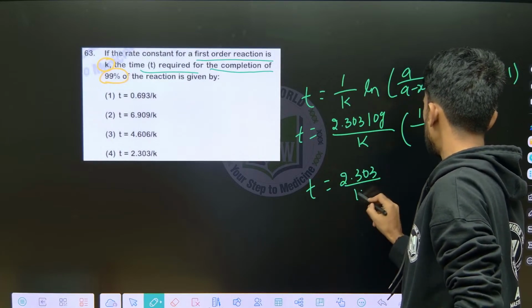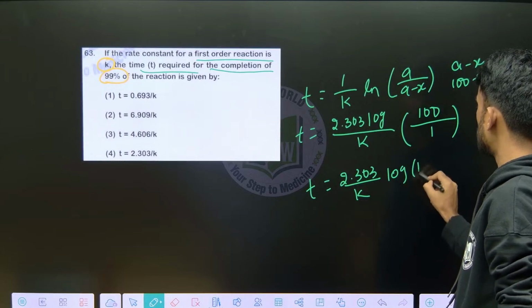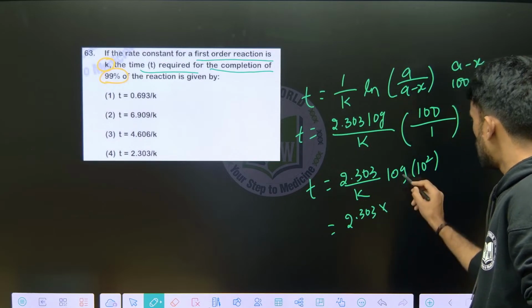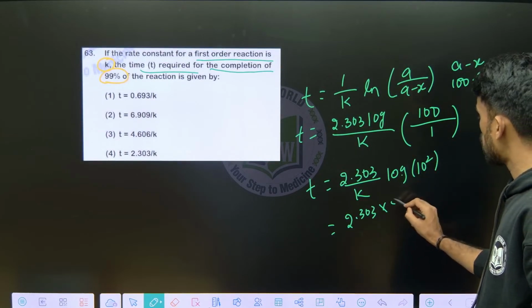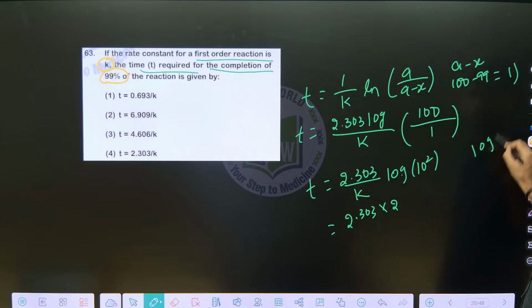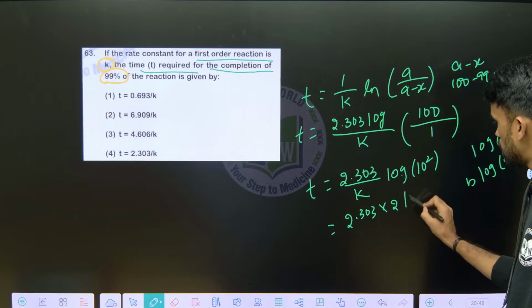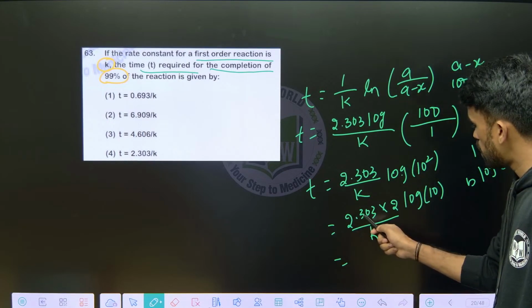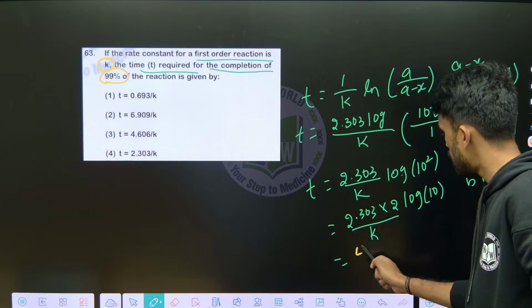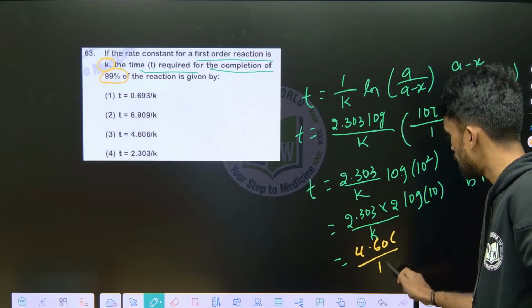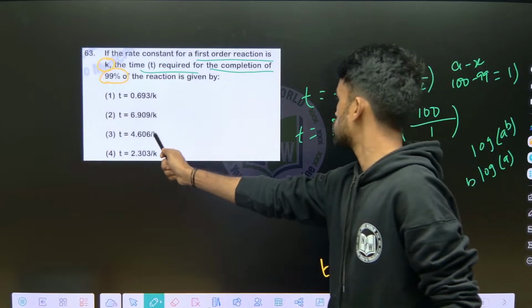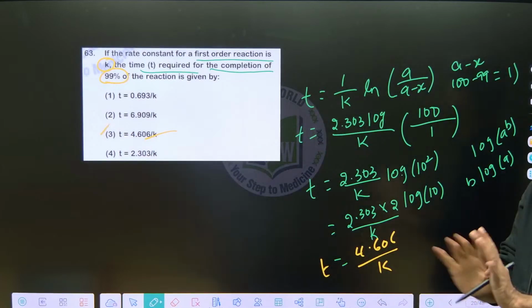2.303 by K. See, log 100 means 10 power 2, can I write? Yes, we can write. So it can be 2.303 into log 10 power 2. If it is log A power B, I can write B log A in this format. So that is what I am doing here. So we will get 2 log 10 by K. So log 10 value is 1. So 2.303 into 2 will be 4.606 by K, which equals T. So do we have any option like this? 4.606 by K. So option number 3 is correct. I hope it is clear, no confusion.